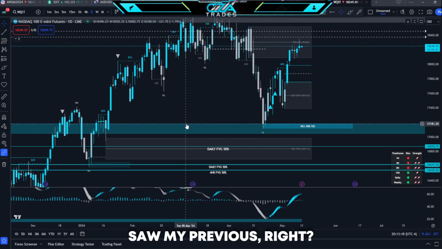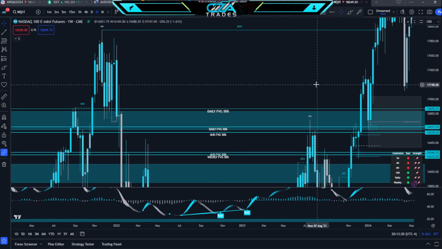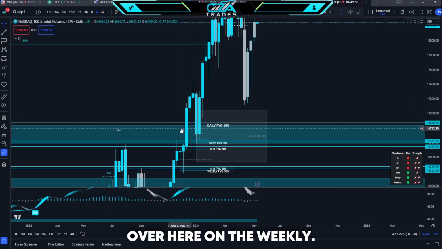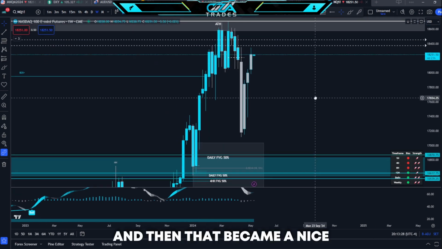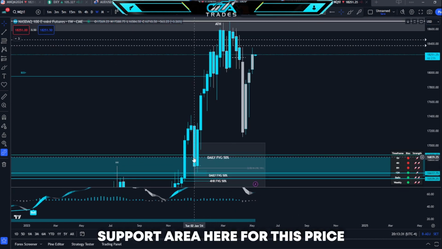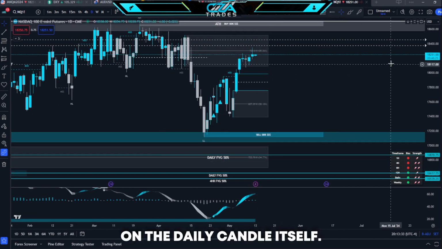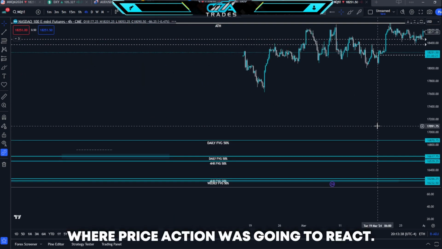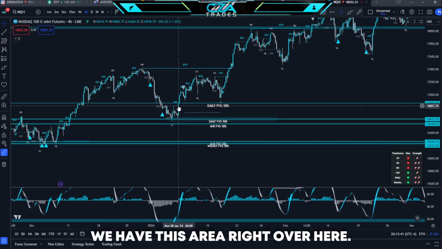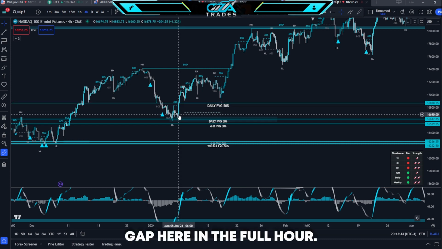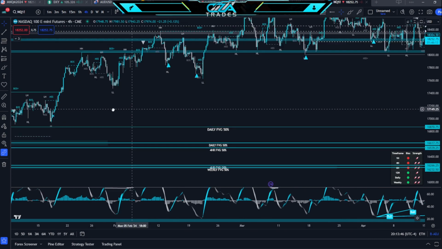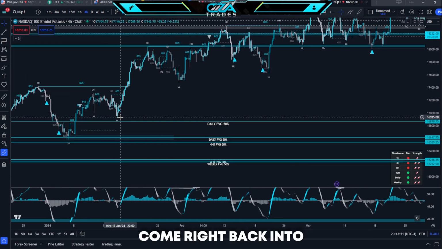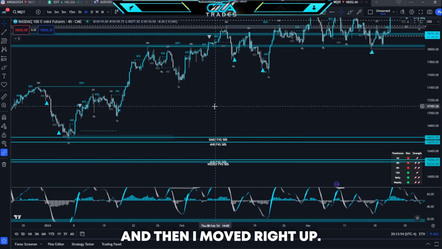If you actually saw my previous video, I did mark out this area. This was a fair value gap over here on the weekly, extended it out. And then that became a nice support area for price action to move up. On the daily candle itself, I knew I had a 4-hour fair value gap there as well, where price action was going to react. We have this area right over here. That is a fair value gap on the 4-hour. I also had this daily fair value gap 50% mark right there, right? Price action didn't tap me in, but it did come right back into this area here. And then it moved right up.